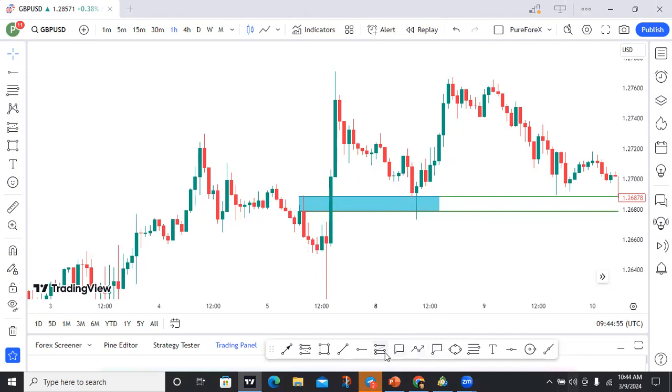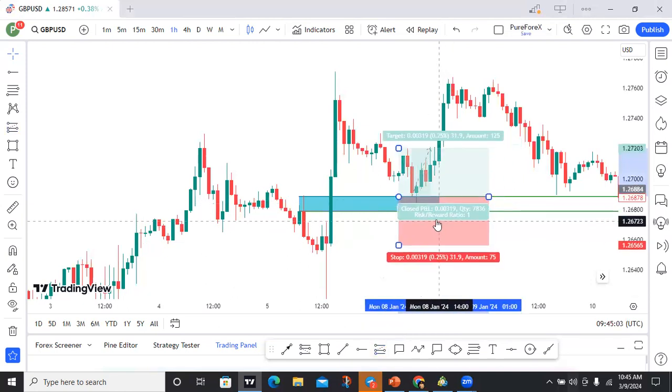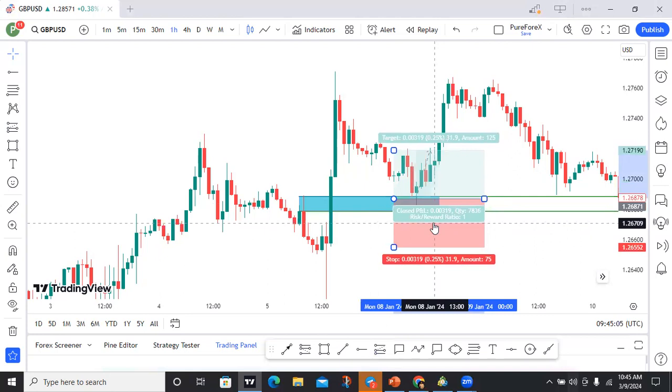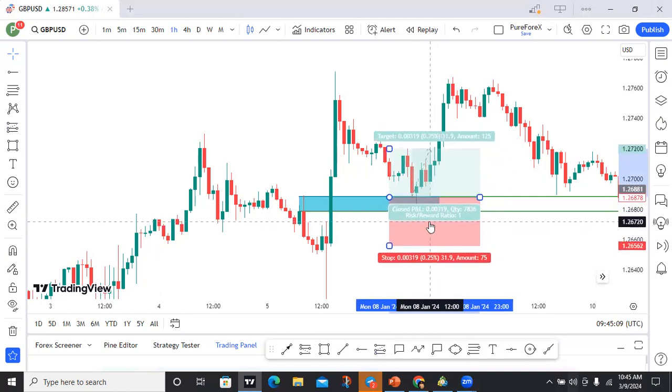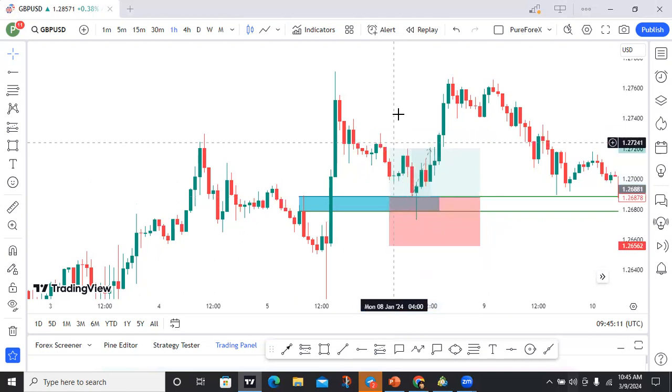And then let's see our risk reward ratio on this particular setup. This would have been like 2%. Maybe if you set on the upper one, we'll have like 2%, right?